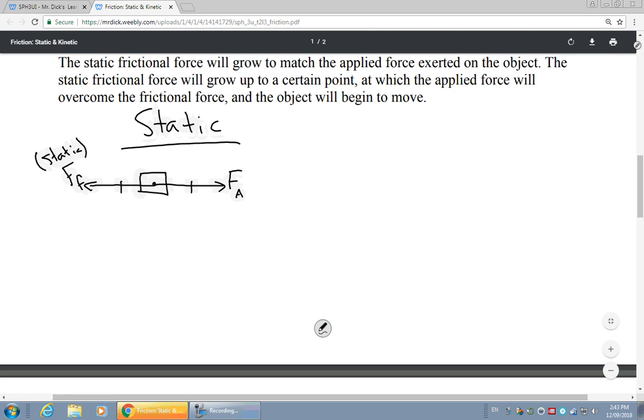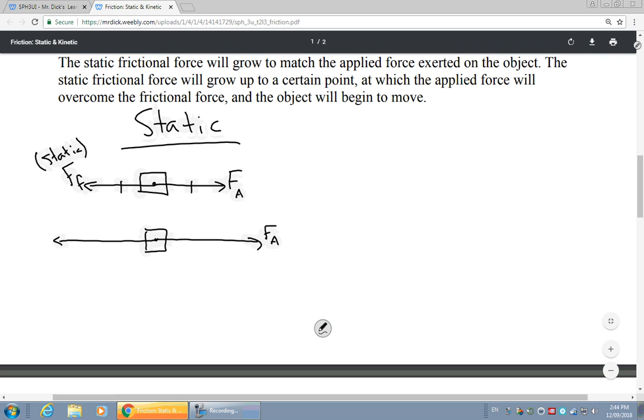What about if I pull even harder, though? So let's imagine that I pull even harder, but the box still doesn't move. So I have my box, I apply an even stronger force, so I'll draw it as an even larger vector, but the box still doesn't move. Well, the only reason we can explain why it didn't move is because there must have been a force that was equal to it in the opposite direction. So that means there must have been a larger frictional force as well.